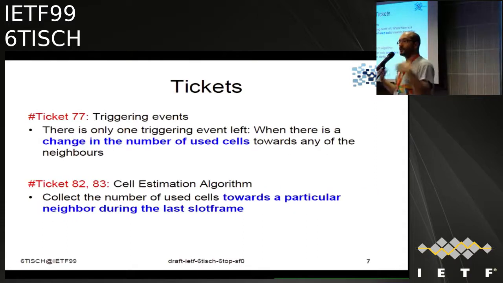We have kept only one trigger event. Any change in the number of used cells is going to trigger this scheduling function, and that's that. And of course, the cell estimation algorithm works again against a specific neighbor. We track the number of cells scheduled to each of the neighbors and the number of used cells against each of the neighbors. So in case there's a change between one slot frame and the next one, we detect it and react accordingly.